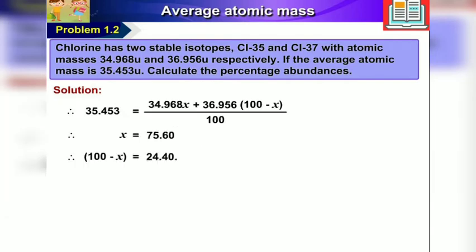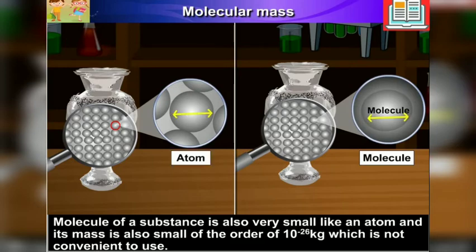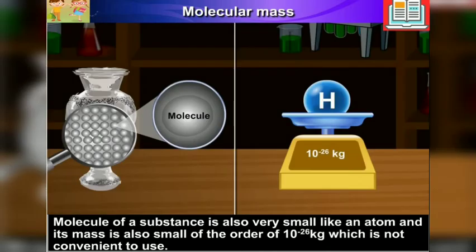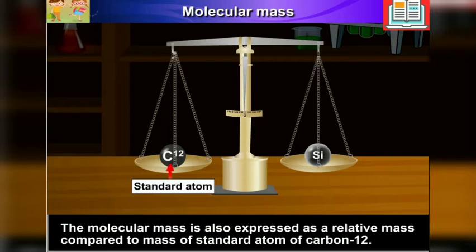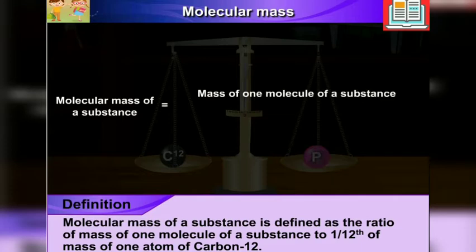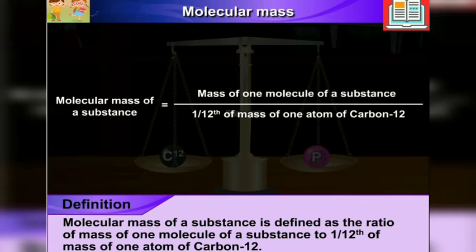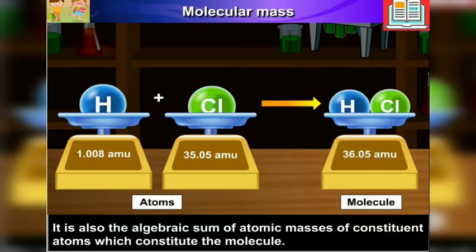100 minus X is equal to 24.40. Molecular mass. A molecule of a substance is also very small, like an atom, and its mass is also small, of the order of 10 raised to minus 26 kilograms, which is not convenient to use. The molecular mass is also expressed as a relative mass, compared to the mass of the standard atom of carbon-12. Molecular mass of a substance is defined as the ratio of mass of one molecule of a substance to 1/12 of the mass of one atom of carbon-12. It is also the algebraic sum of atomic masses of the constituent atoms, which constitute the molecule.